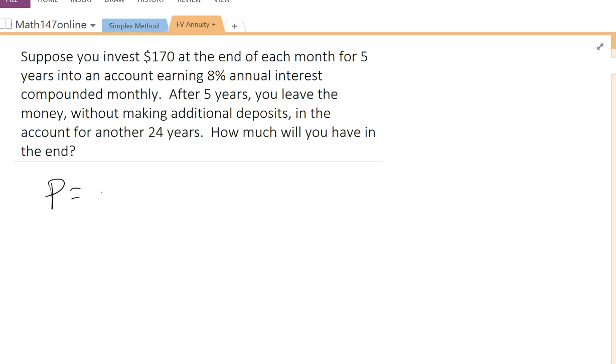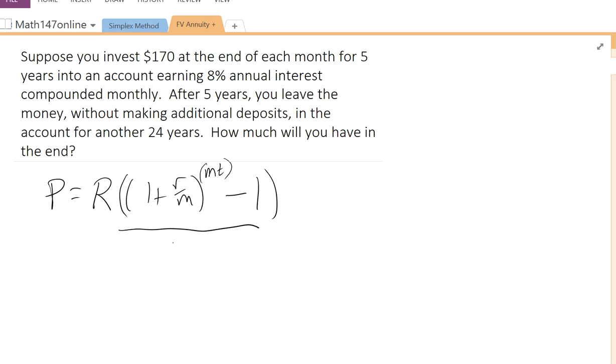FV is equal to R, your payment, times 1 plus r over m to the mt. And to make this look right, I need another set of parentheses in here. So R times parenthesis 1 plus r over m to the mt power minus 1, all divided by r over m. That long division bar is a grouping symbol. We want to do the division on the bottom before we do the overall division, so I need another set of parentheses down there.